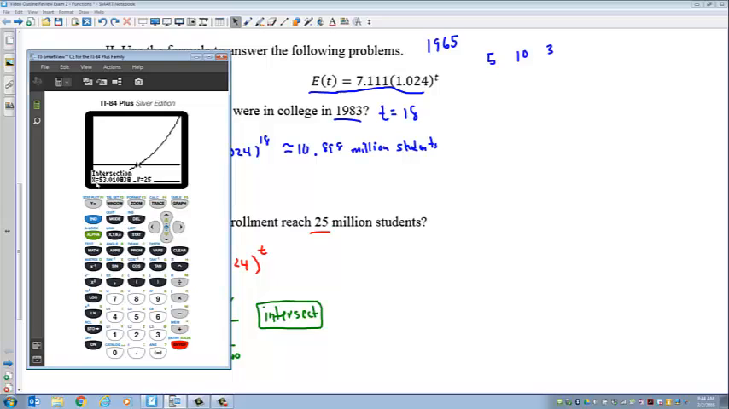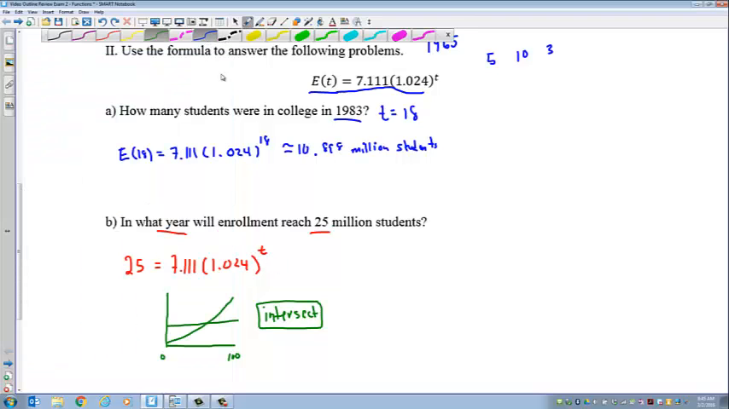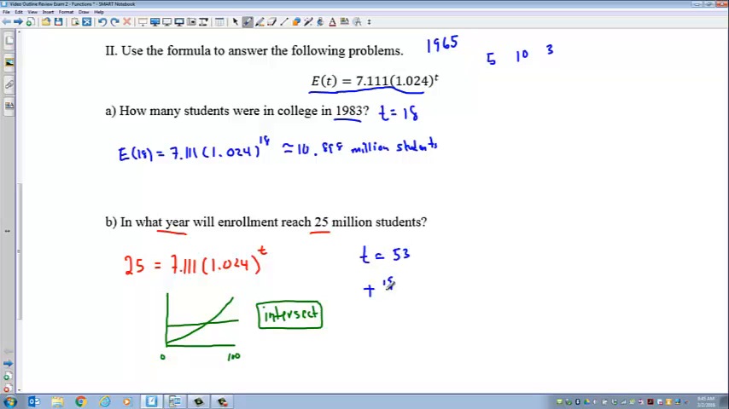So remember, we're using t, but it says x here because our calculator only has input versus output. So it says when the enrollment is 25 million, your input, your t value, will be 53. So over here, let's write t is about 53. And then I can add that to 1965. And so you can do that on your calculator. When you do that, you're going to get 2018. So that's the year that I would expect the enrollment to hit 25 million.